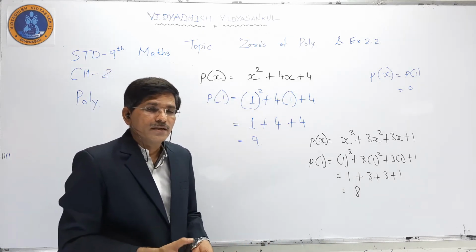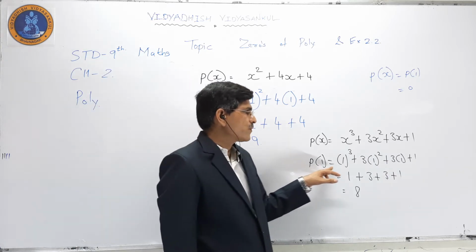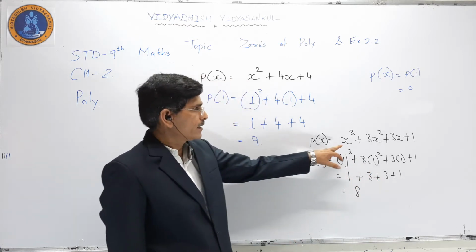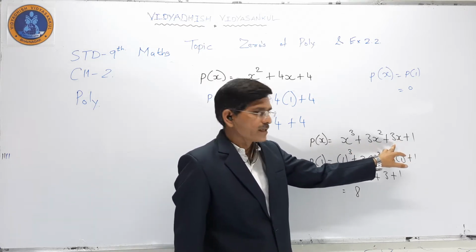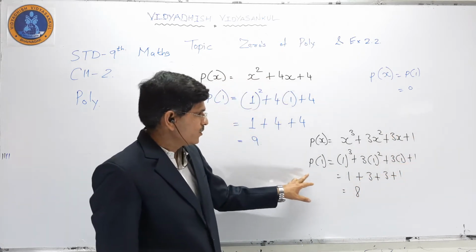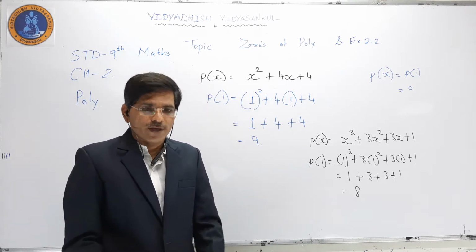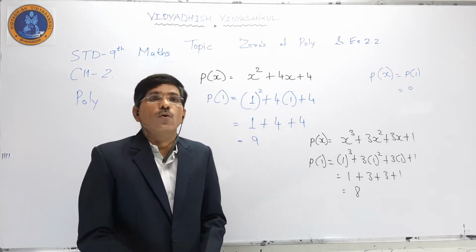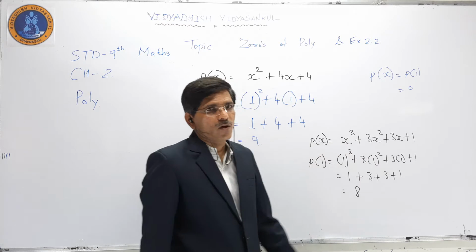What does it mean? It means that if I put the value 1, we only have to add the coefficients. Here the x cube coefficient is 1, the x square coefficient is 3, the x coefficient is 3, and the constant is 1. So write all the coefficients with the constant term. That is the value of p of 1 for any polynomial.